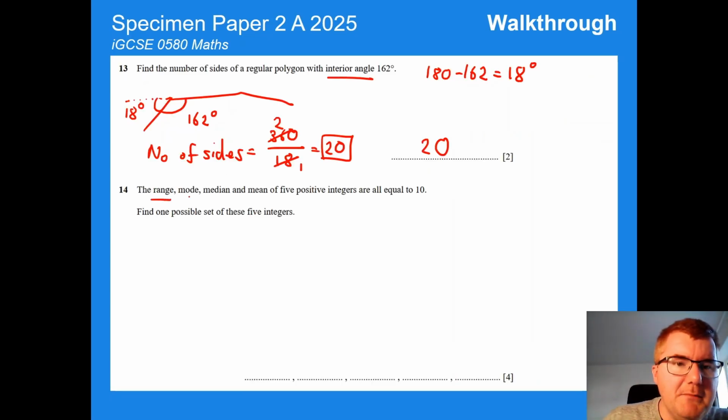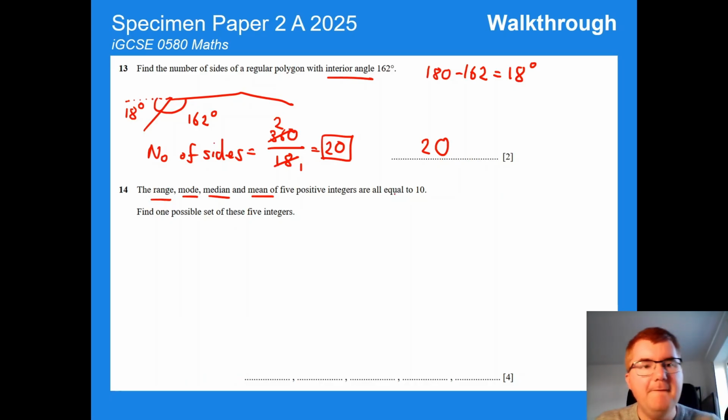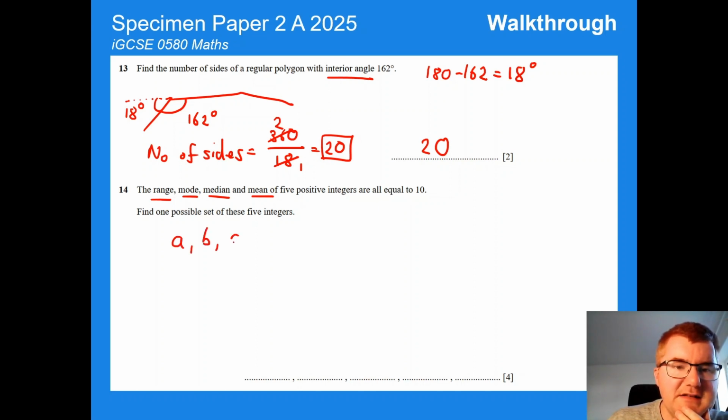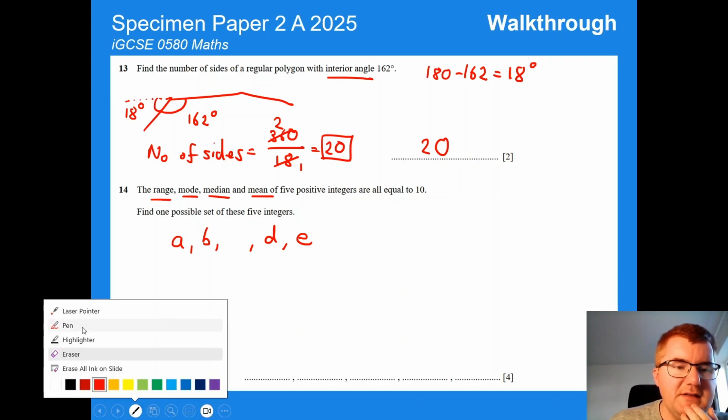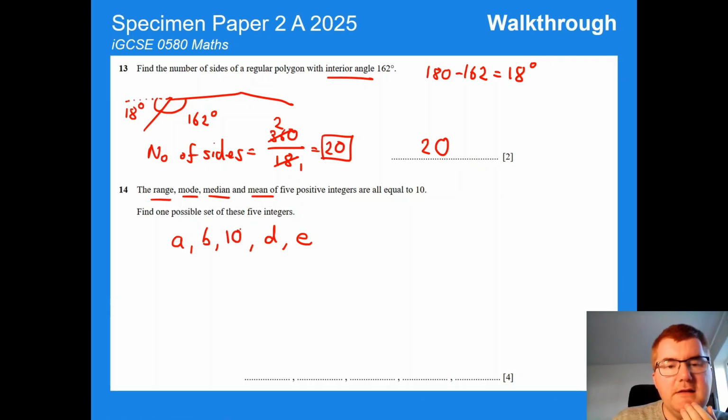So we've got the range, the mode, the median, and mean of 5 positive integers are all equal to 10. Find one possible set of these 5 integers. So let's just put down some 5 numbers, A, B, C, D, and E. The median has to be equal to 10, so that's the middle number. So we know that has to be 10. That's useful, so we start off there.